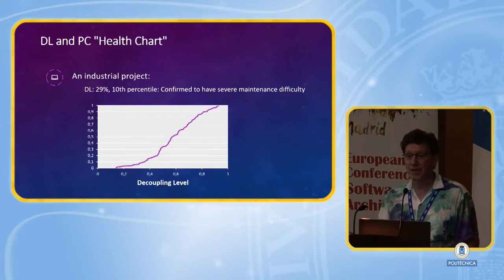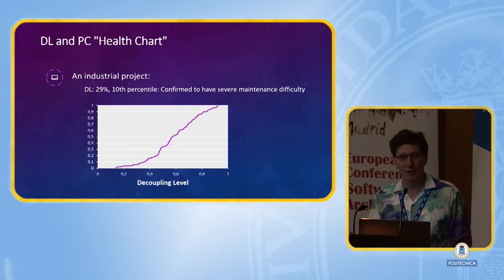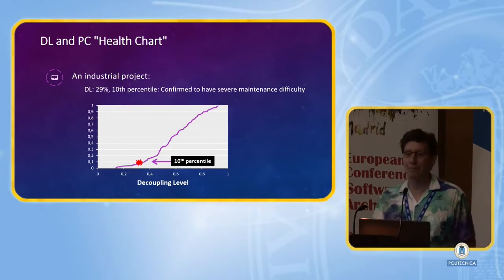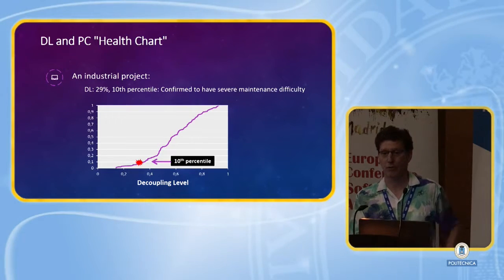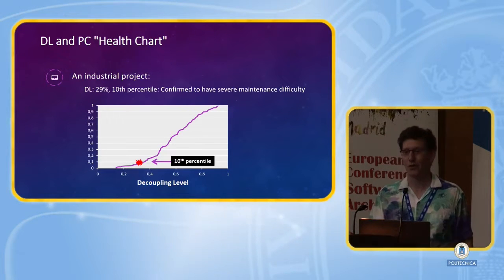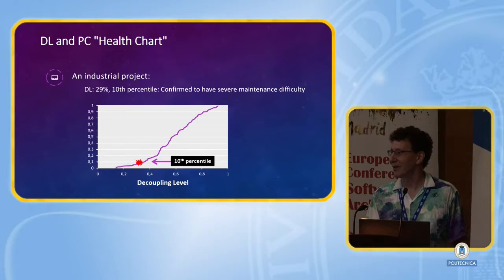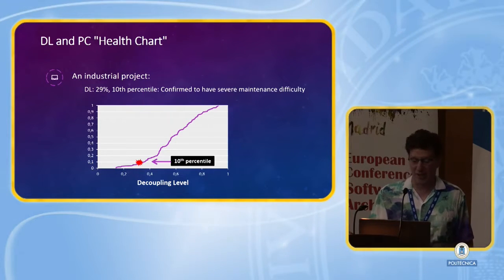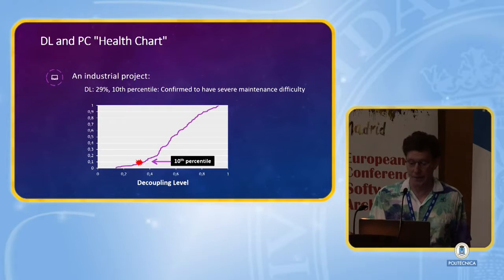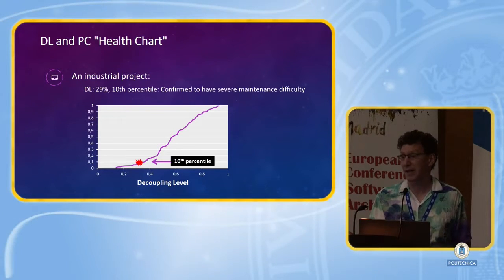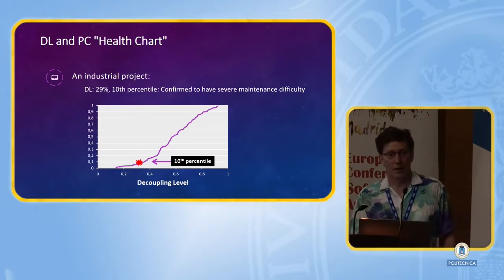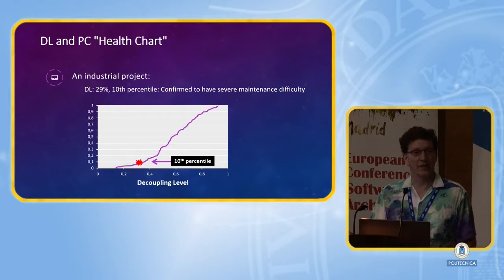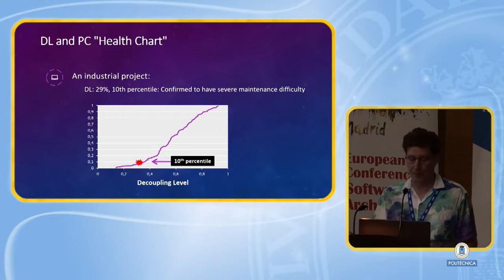But what we can do with this now is take any new project and map it onto the health chart, just like saying, is my daughter too small for her age? And so here's a project that had a decoupling level of 29%, in the 10th percentile, and in interviews with the architecture team, this is an industrial project, they did describe having severe maintenance difficulty.